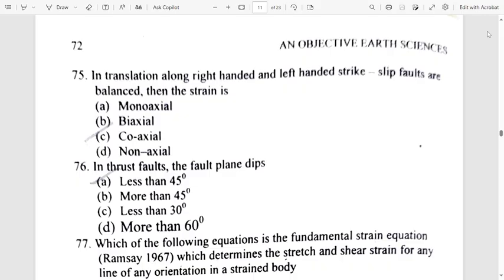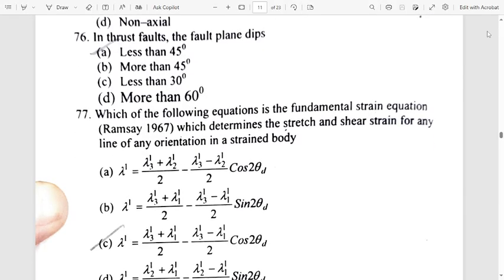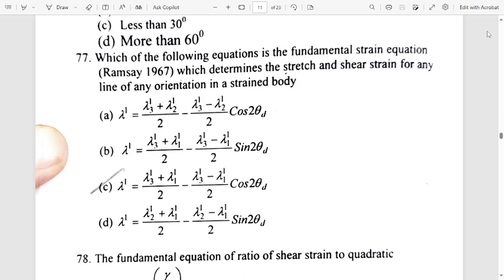Which of the following equations is the fundamental strain equation? Ramsay 1967, which determines the stretch and shear strain for any line of any orientation in a strained body. Lambda dash is equal to lambda 3 dash plus lambda 1 dash by 2 minus lambda 3 dash minus lambda 1 dash by 2 cos 2 theta d.